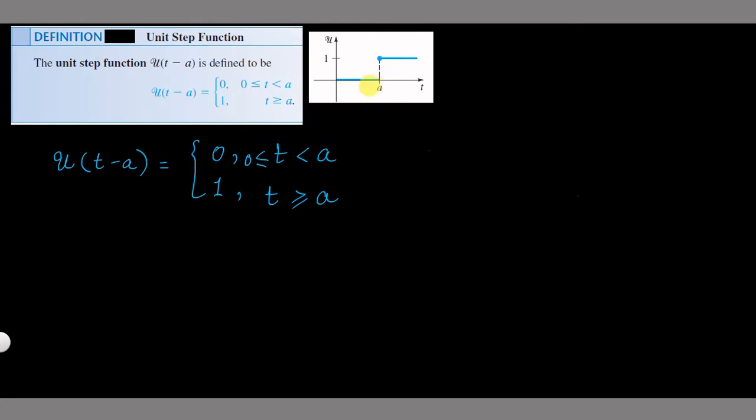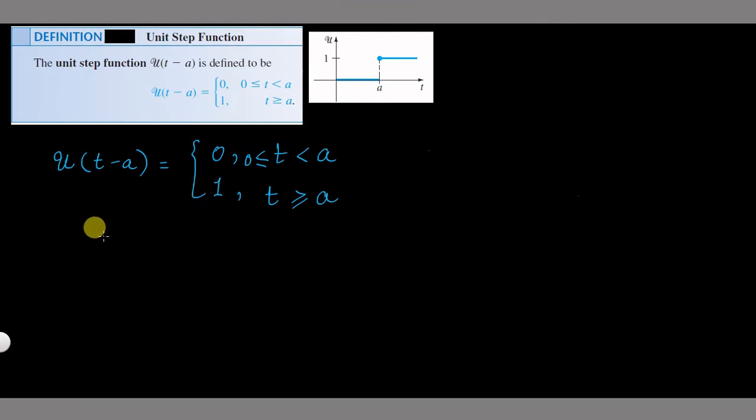If t is less than a, then the function value will be 0. It means it lies on the t-axis from 0 to a, and then this function will jump up 1 unit and then go on to infinity from a onward. Or you can say, whenever t is greater than or equal to a, this function will represent the value 1.